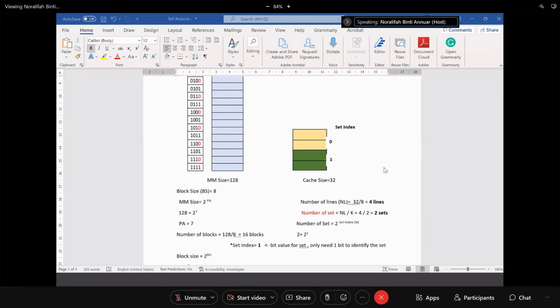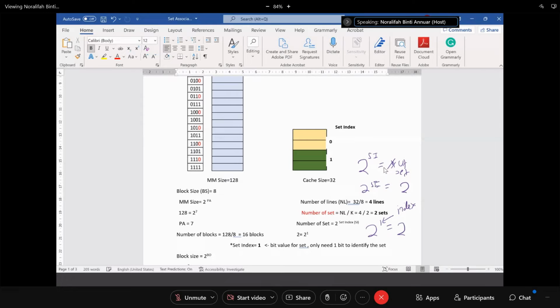2 to the power of set index gives the number of sets. So 2 to the power of what, you get 2? 2 kuasa berapa dapat 2? 1 kan? So 2 to the power of 1, you get 2. This is the set index.